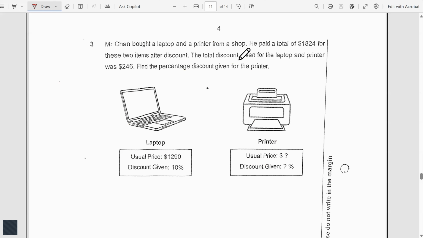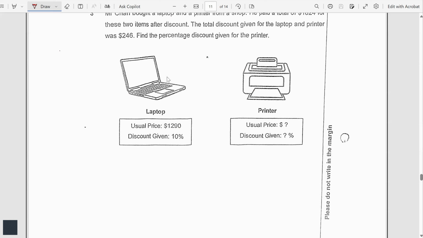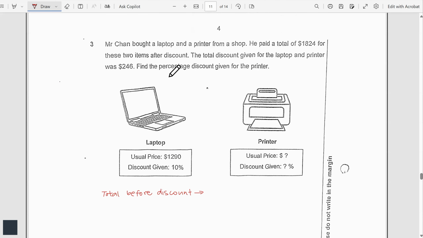Okay, to find the original price of the printer, first, let's find the total original price. He paid a total of 1824. So this is after discount. Now, there's a total discount of 246. So you take that amount that he paid, 1824, add it to the discount that he got, and that will be the total amount before discount. So total before discount will be 1824 plus 246.